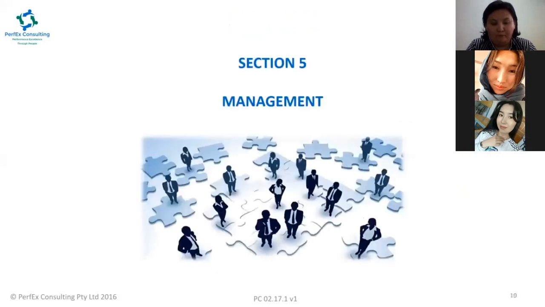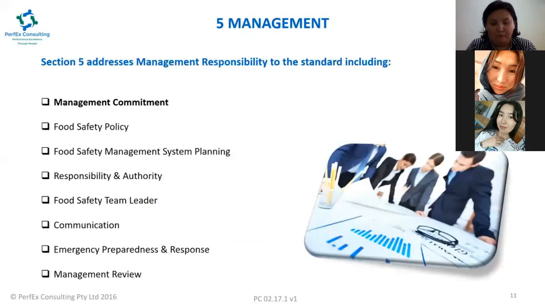We will now take a look at Section 5, Management Responsibilities for FSSC 22000. This section addresses management responsibility to the standard. It includes management commitment, food safety policy, food safety management system planning, responsibility and authority, food safety team leader, communication, emergency readiness, and management review.